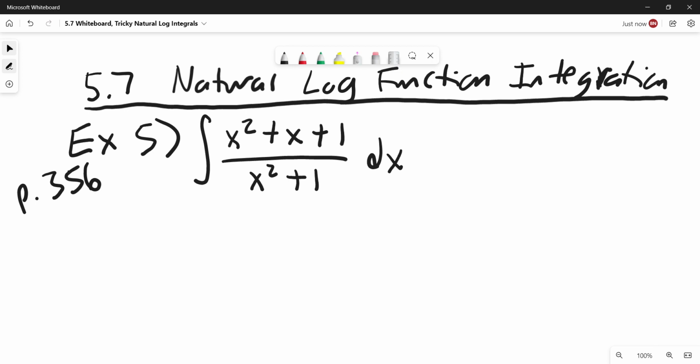But even if we chose the numerator as our u, the derivative of that would be 2x plus 1. That's not the same thing as x squared plus 1 in the denominator. That doesn't match. It's a degree of x off. You can't do that. If you immediately chose your denominator to be the u, x squared plus 1, the derivative of that is 2x. The top's not a constant multiple of 2x, so you would still be scratching your head.